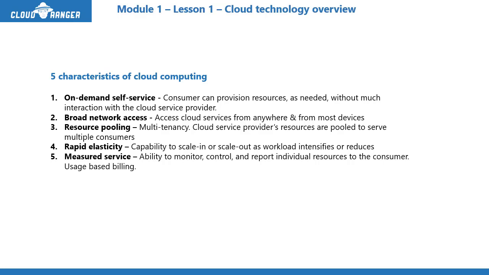The fourth one is rapid elasticity. What this really means is that you should have the capability of scaling in and scaling out as your workload intensifies or reduces. So, for example, let's say you typically need 5 web servers for your website to function. You should be able to scale out. Let's say you have a campaign going on and you're selling on your website, you know there's going to be a lot more traffic, so you don't need 5, you need like 20 servers for the 2 weeks when you're having that sale on your website.